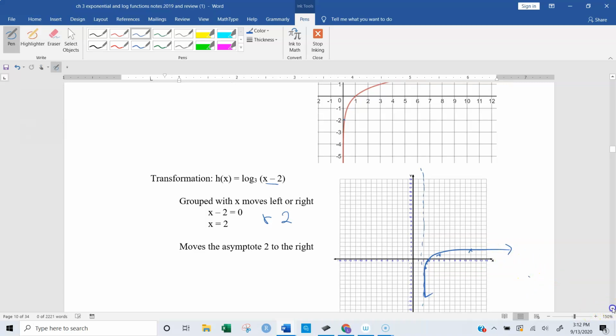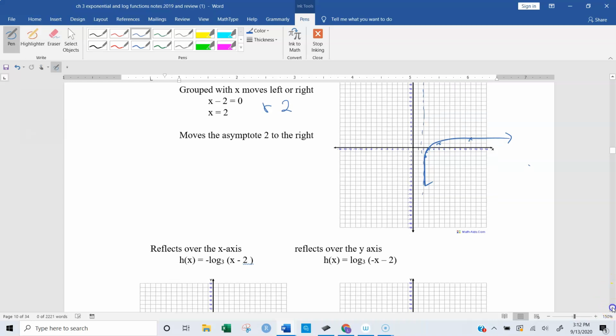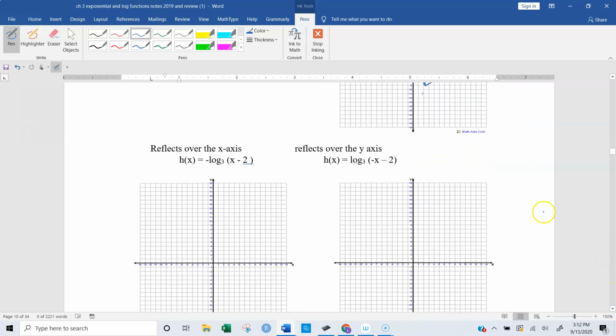Now, how does this change my answers? Let's look. Okay. Now, these are tricky. This one reflects over the x-axis, and this one reflects over the y-axis. This one, you're just taking your log function, making it negative. That means everybody flips. So if we look at our log function above, now instead of being at negative 2, you're going to be at positive 2 because you're changing your value.